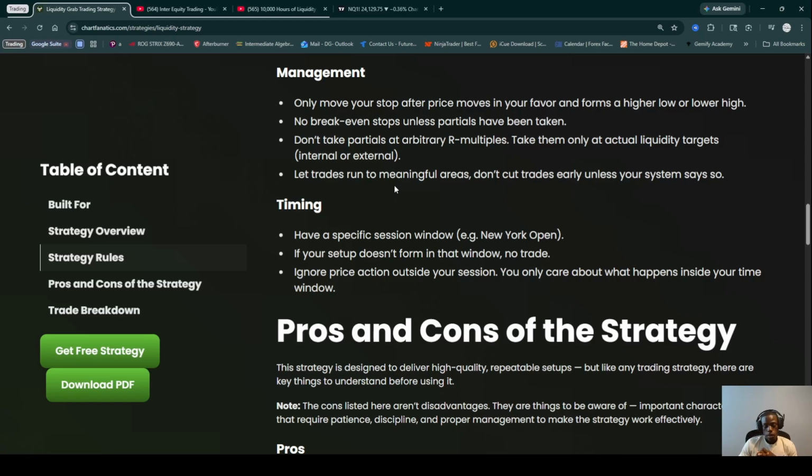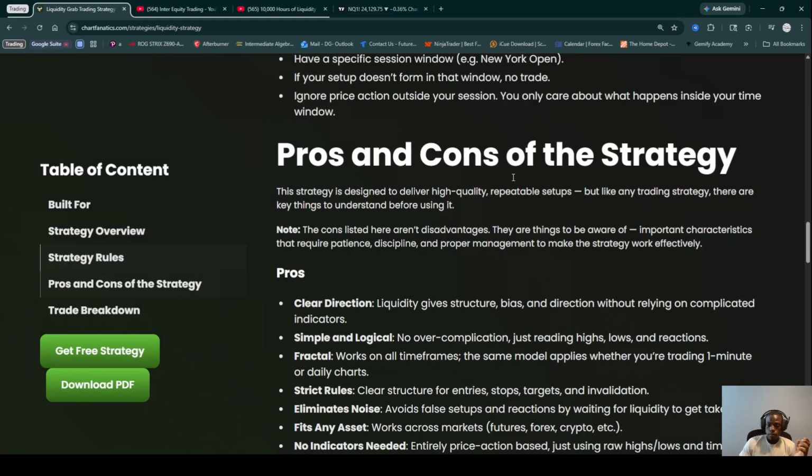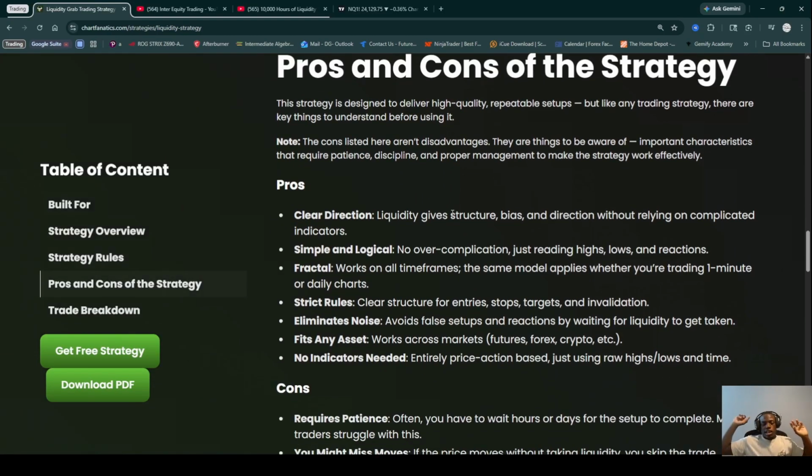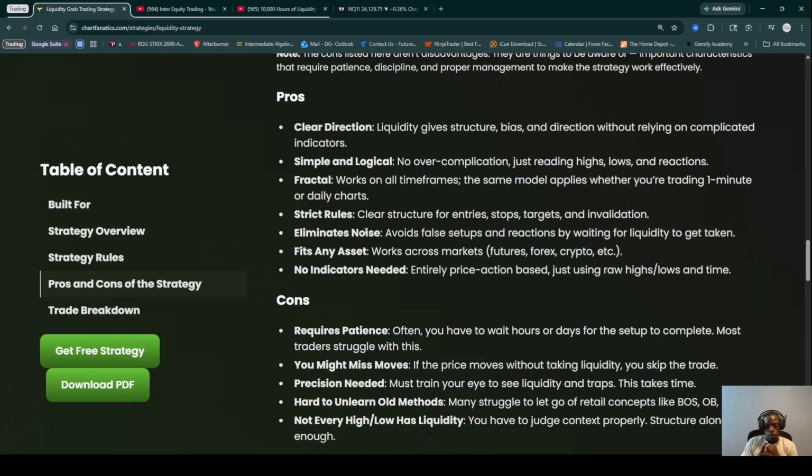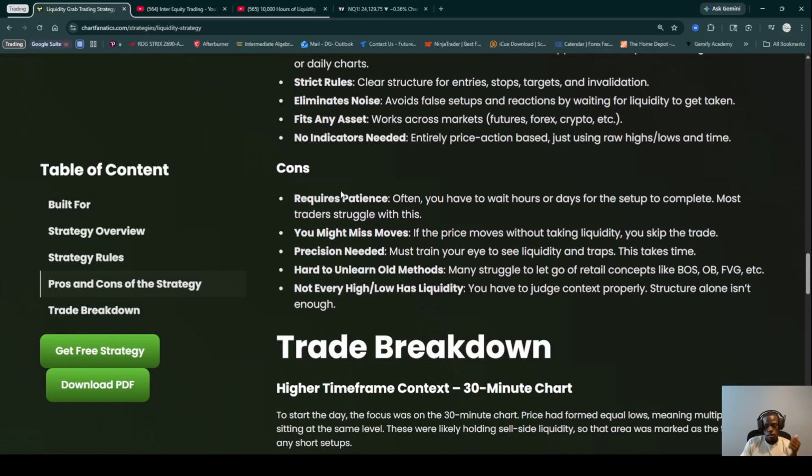And yeah, pros and cons of the strategy. As a beginner, all the stuff they're talking about, yes, it's good to take into consideration. Pros, let's just read the pros. Pros: clear direction, simple and logical, it's fractal, strict rules, eliminates noise, fits any assets, no indicators needed. True, no indicators are needed for the strategy.